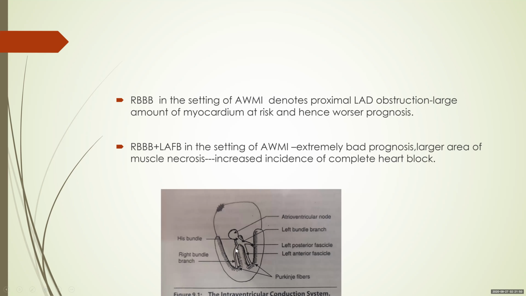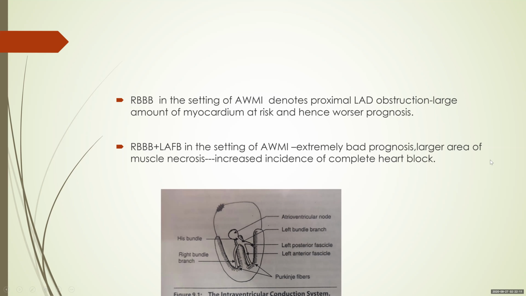RBBB plus left anterior fascicular block in the setting of MI. Remember, the right bundle and left anterior fascicle course on either side of the septum, and so if you have a septal infarct, it can involve both. It signifies an extremely bad prognosis and a large area of muscle necrosis. Now the left posterior fascicle is conducting, and there's an increased incidence of complete heart block.